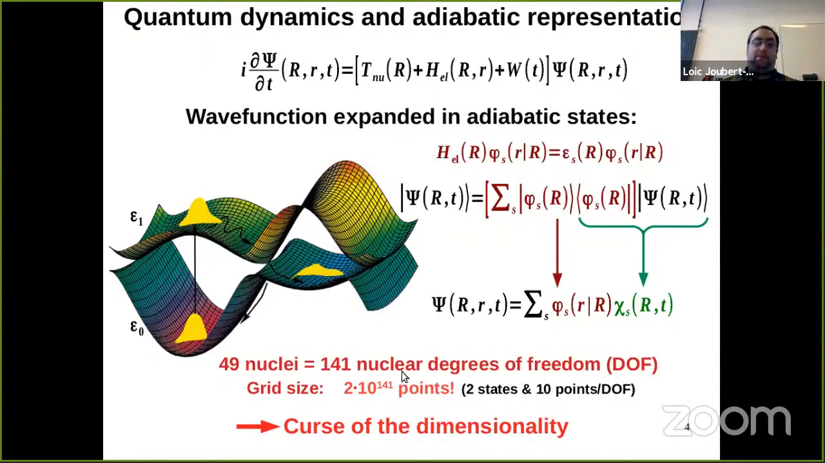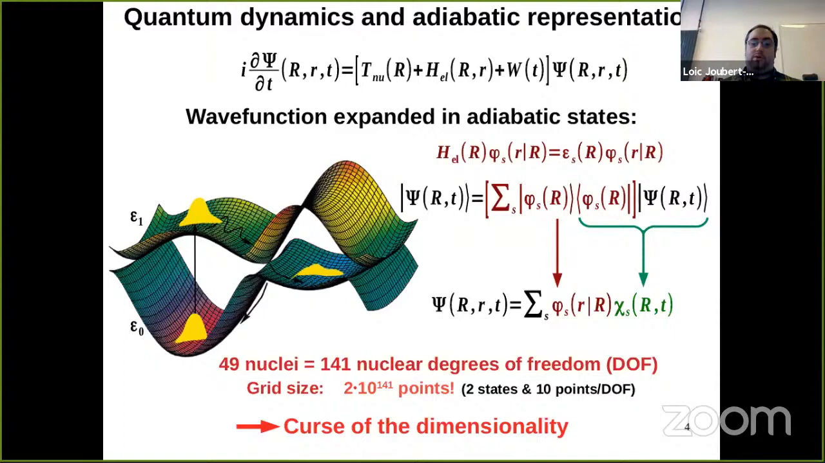Quantum methods scale exponentially. And here, let's say we use a grid with 10 points per dimension. We would need this huge number of points just to represent the wave function, which is completely impossible as for now. So there are different ways around this curse of the dimensionality. There is, for example, the MCTDH method that can be used for the nuclei. And I will talk about that in the second part of my talk.